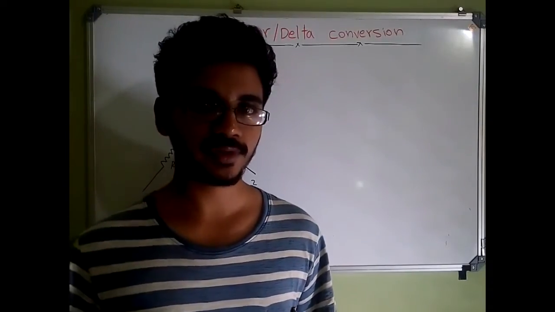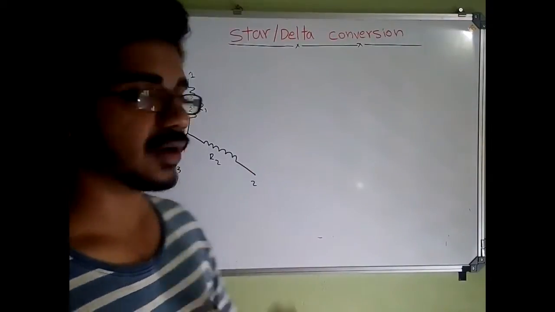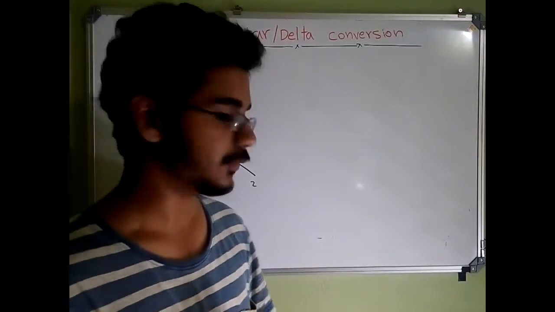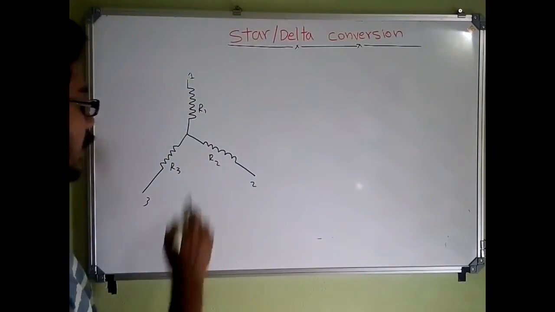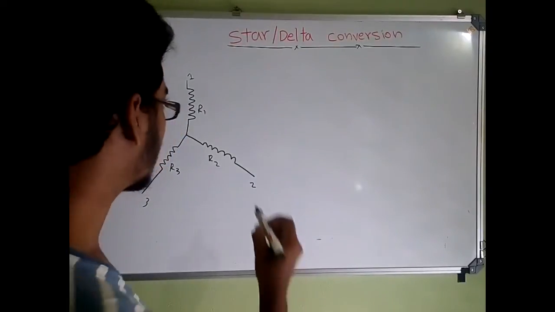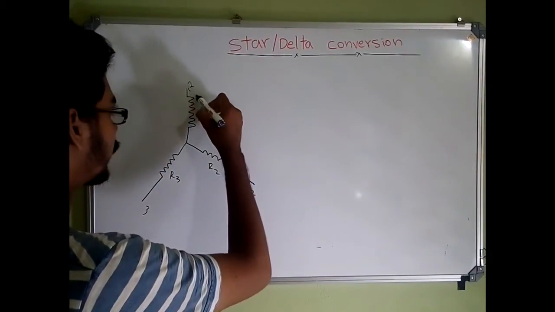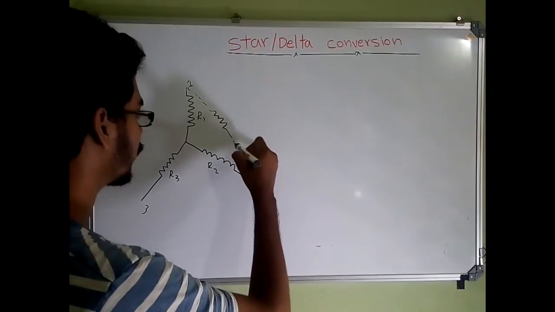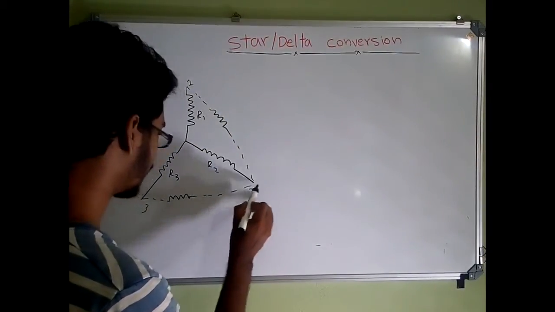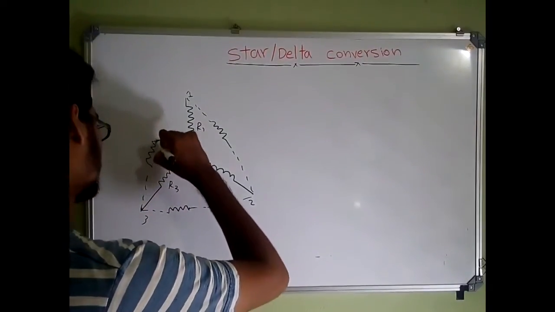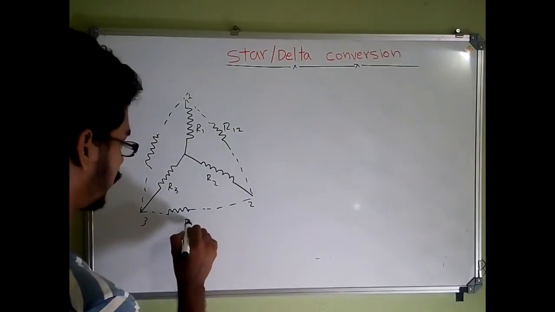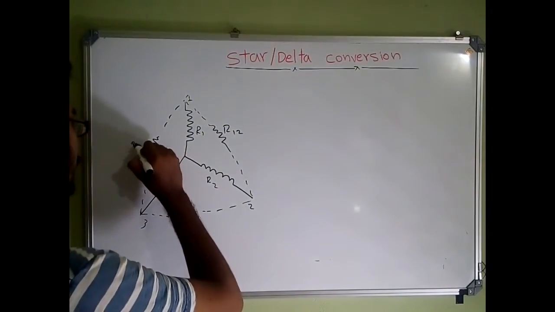Now we are going to discuss easy ways to remember this star to delta and delta to star conversion. First we are going to consider star to delta conversion. Here a star network is shown, R1, R2, R3 are the resistors. Now to get the delta equivalent, we first draw a virtual delta network around this star network. This is the virtual delta network.